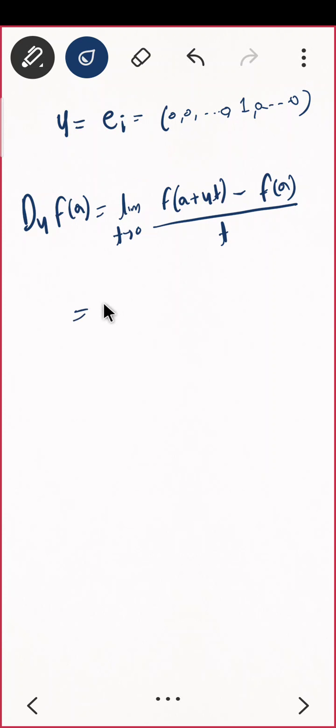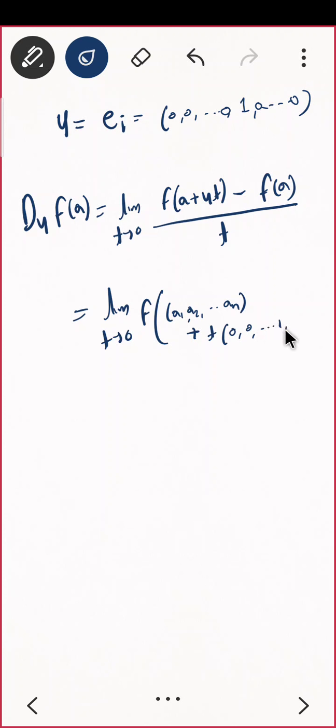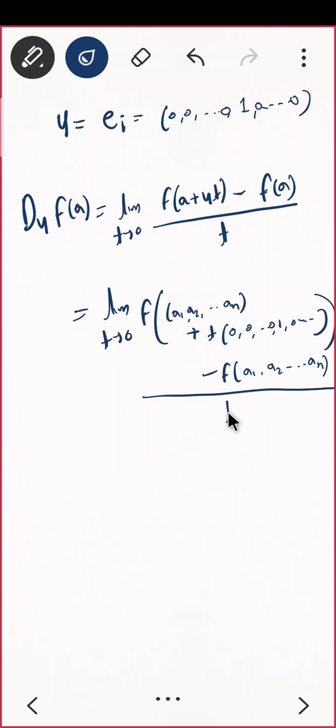So what will come? Limit t tending to 0. What is my a? A is a1, a2 up to an, plus u t, multiplied by u. What is my u? 0 0 1 0 0. Correct. So you see where the 1 is? Only at the ith position. This is done. Minus f of a1, a2 up to an, and that is divided by t. This is what you are having.